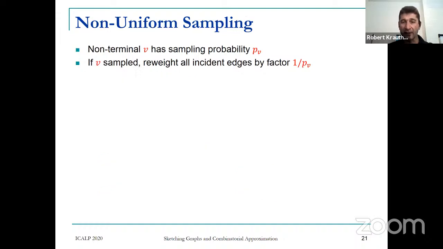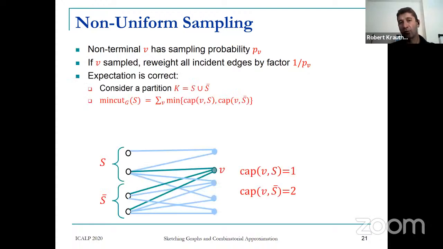Okay, so basically the idea is to give every non-terminal vertex V a sampling probability P sub V. If you sample it, you give it a weight 1 over P_V, which means all the edges incident to it are inflated by a factor of 1 over P_V. Otherwise, it is deleted. Now this is an unbiased sample: the expectation is correct, so it's unbiased sampling.